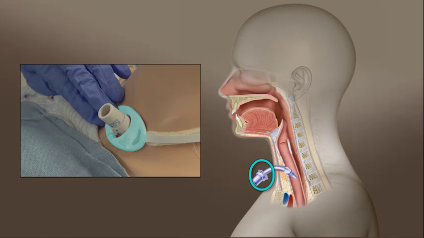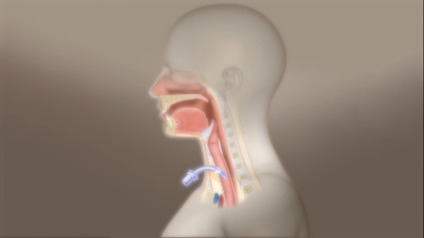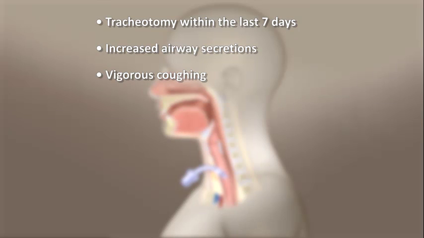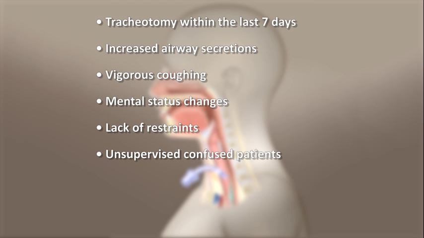Many sentinel events resulting in patient deaths have been reported when a tracheotomy tube has become inadvertently decannulated from the airway. Although accidental tracheotomy tube decannulation can occur in many different types of situations, there are several risk factors to help identify patients who might be at risk for inadvertent decannulation. First, a recent tracheotomy within the last 7 days, increased airway secretions, vigorous coughing, mental status changes, lack of restraints, unsupervised confused patients, change of shift, and loose tracheotomy ties.